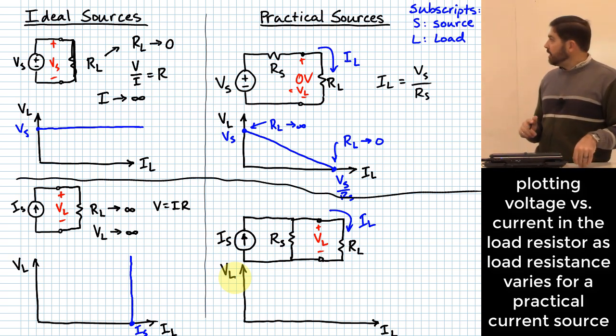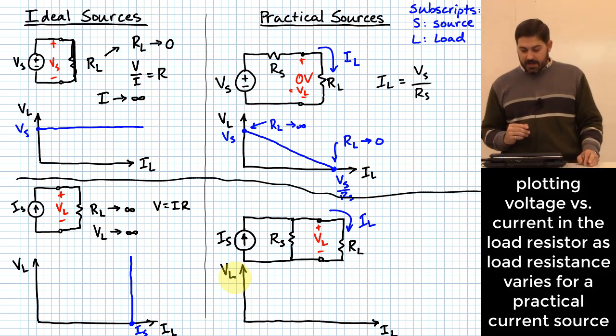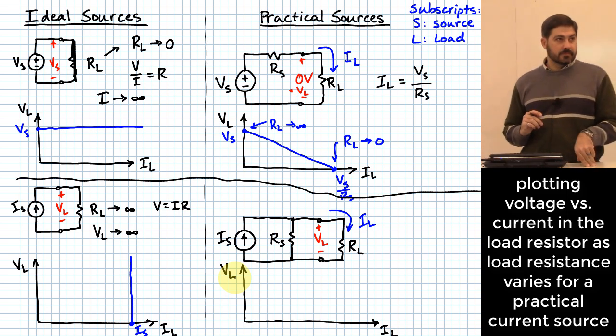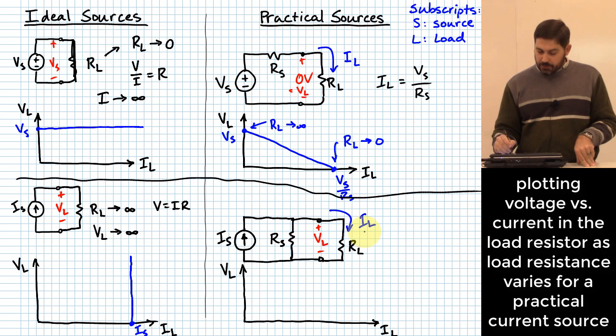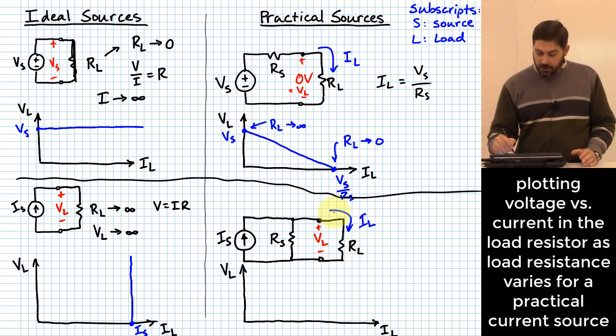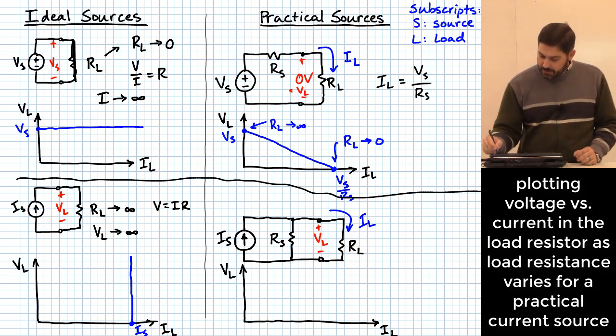Okay, now let's take our limiting cases. What happens if RL goes to infinity? Will any current flow on IL? If RL is infinite, that will keep any current from flowing around this little leg over here, IL. So I will have 0 IL if I have an infinite RL.